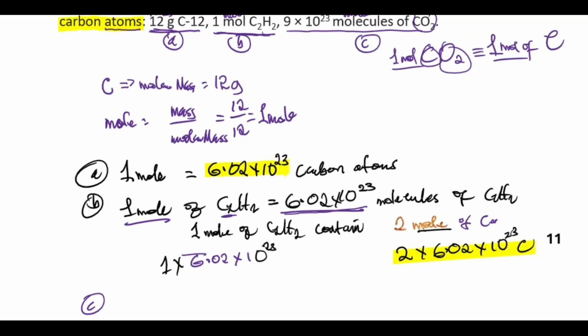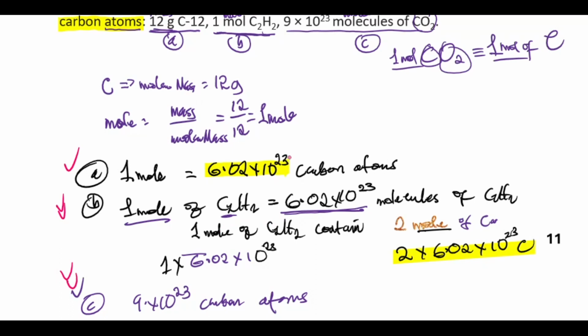So it means this is the heavier one. C contains 9 times 10 to the power of 23 carbon atoms. So this is the heaviest, followed by this, and then this. The question says, when they say heaviest, this one has the highest number of carbon atoms, followed by B, and then followed by A. So it's like C, B, A. A is the smallest of all of them.